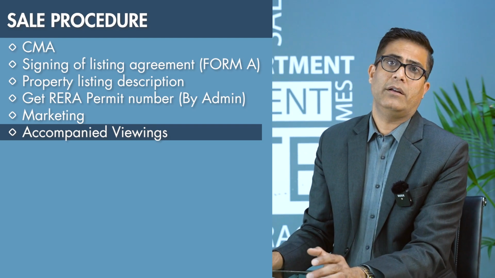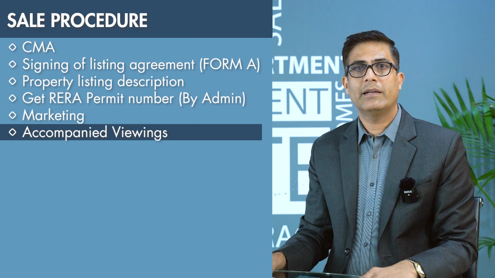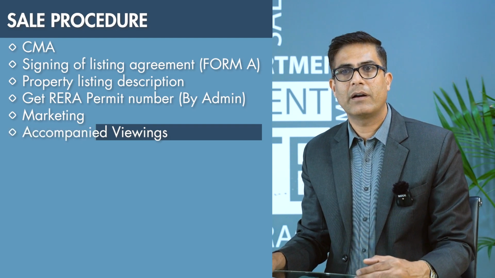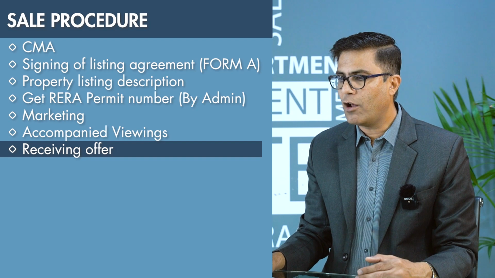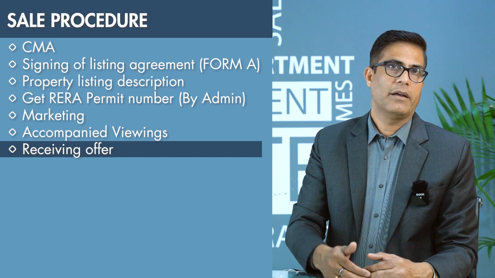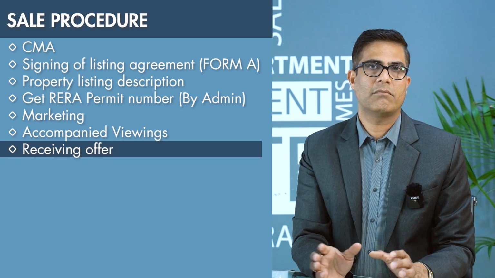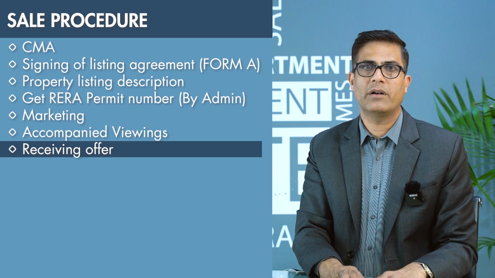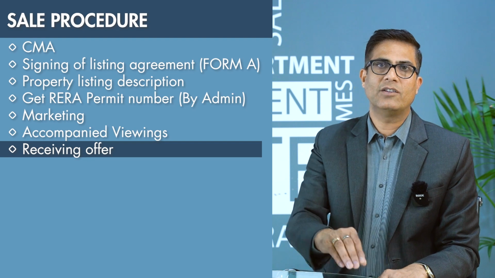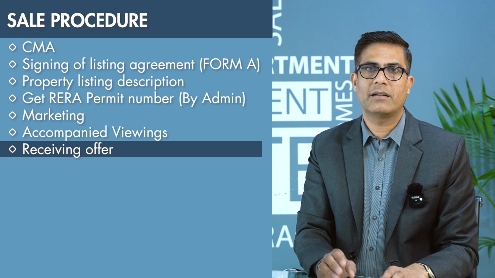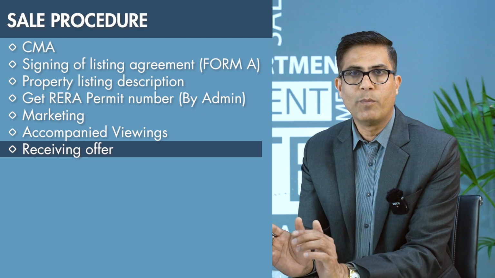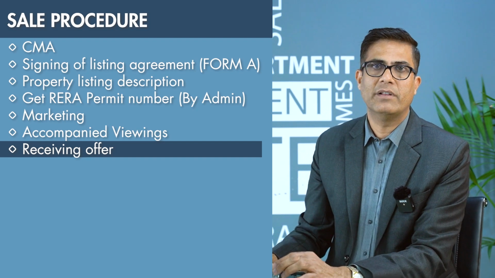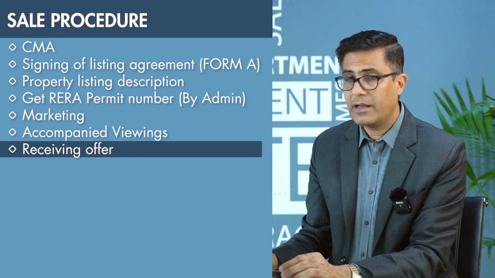Assuming that after the viewing the buyer likes the property, the buyer will give you an offer. Once you get an offer from the buyer, you pass it on to the seller, do the negotiation, and see that both buyer and seller agree on the same price. That is when the offer gets agreed. Both buyer and seller are happy and want to go ahead with the deal. So that's a good achievement.